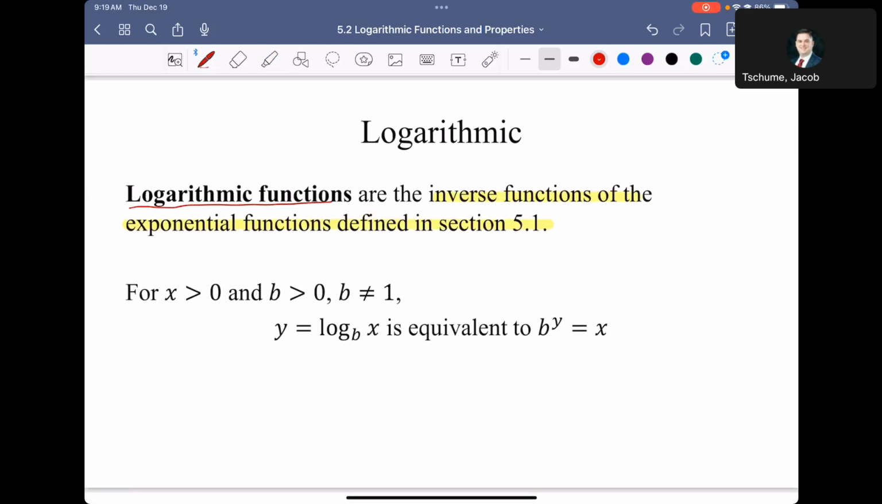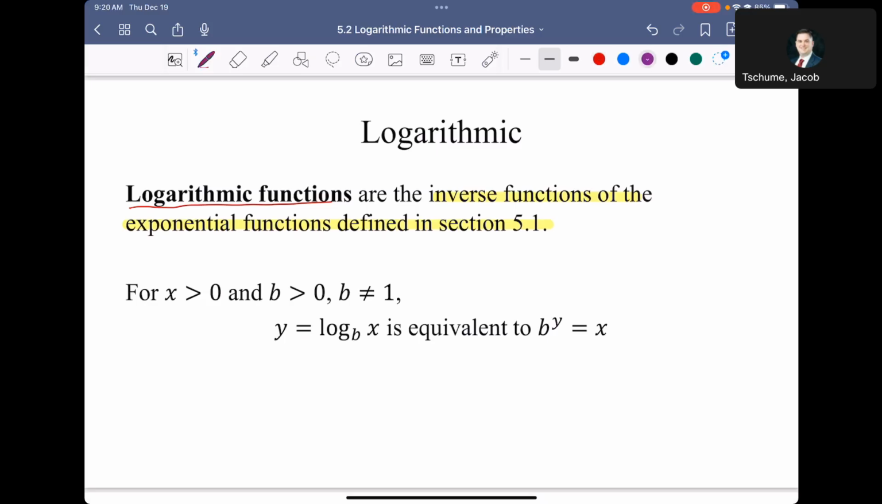So if you remember back at the end of chapter 3, we talked about what inverse functions were, about how you interchange your x's and your y's, or your domain and range, and then you would solve for the other one. Well, it's similar here. Anytime you find the inverse of an exponential function, it just turns into a logarithm. So what are the equivalencies here?